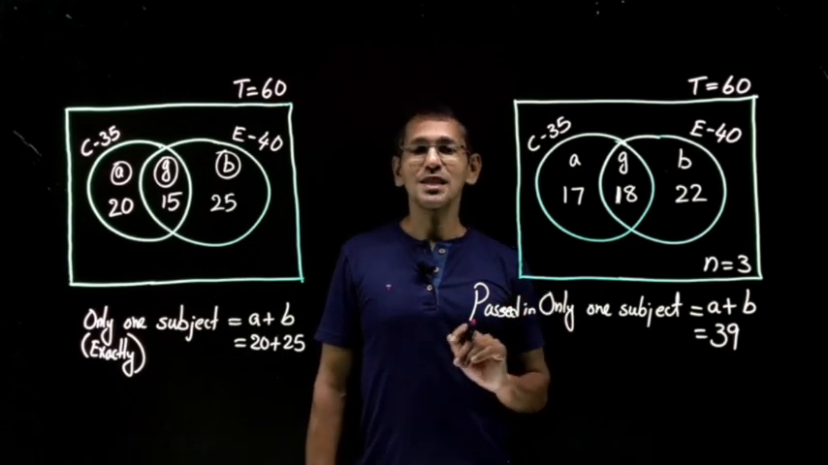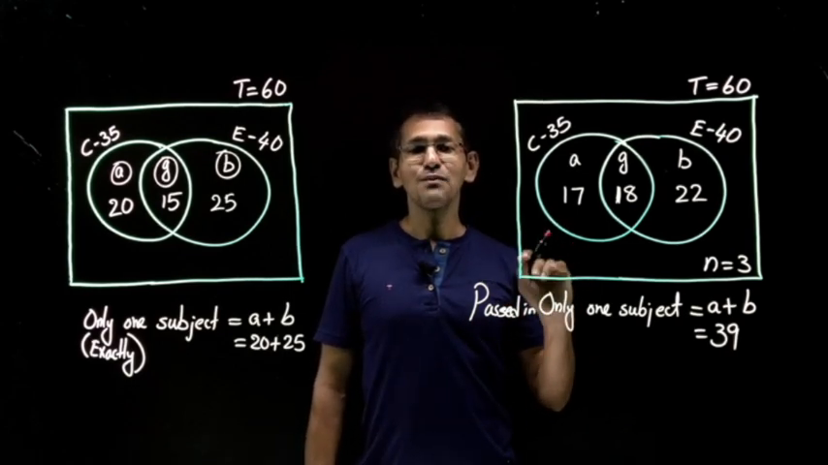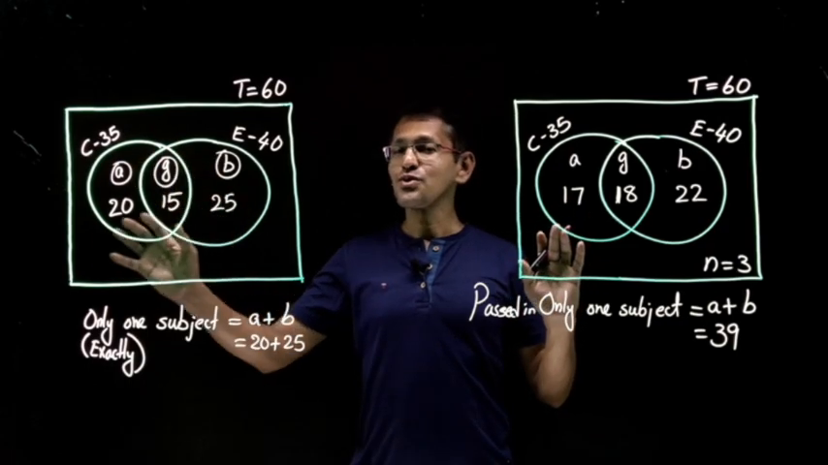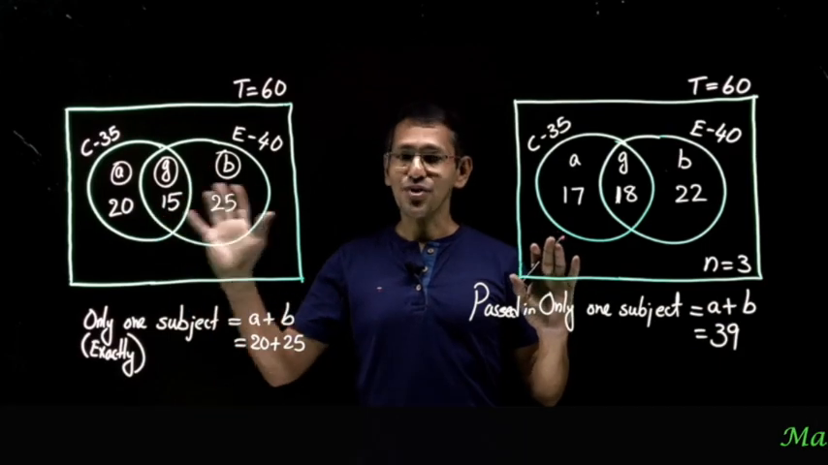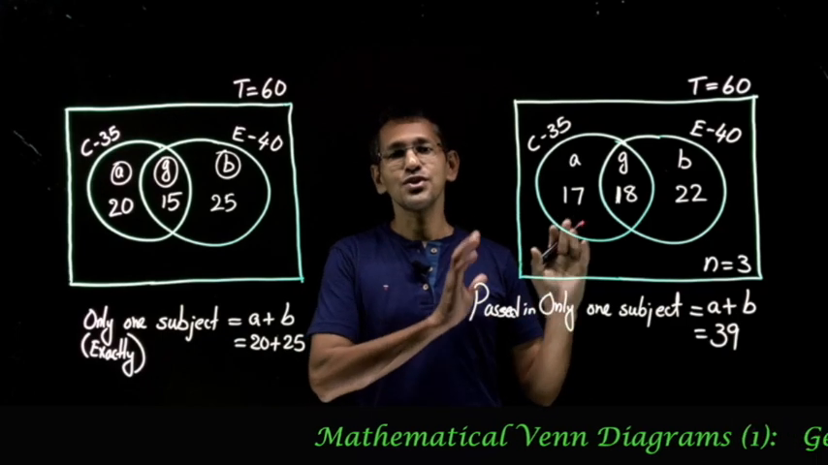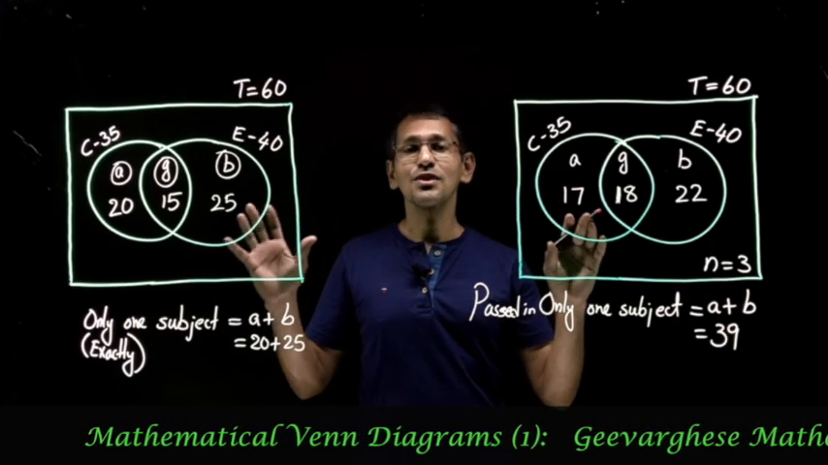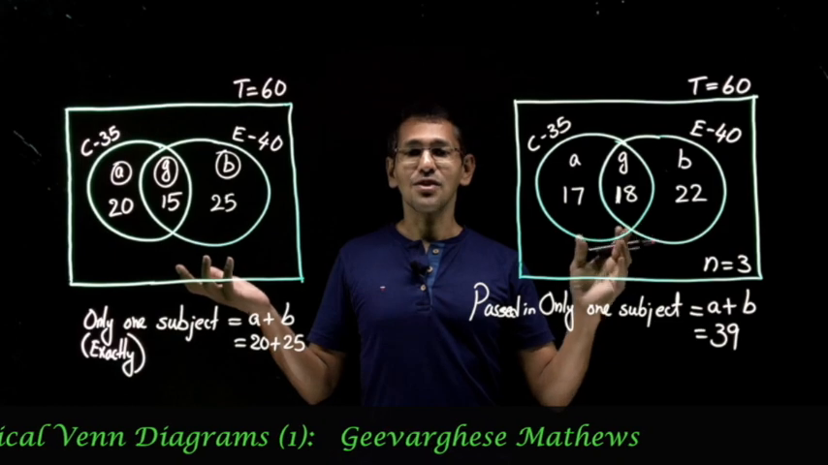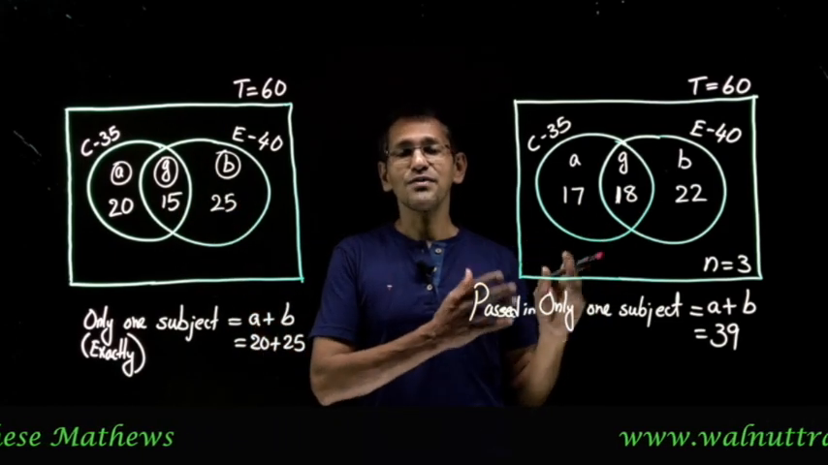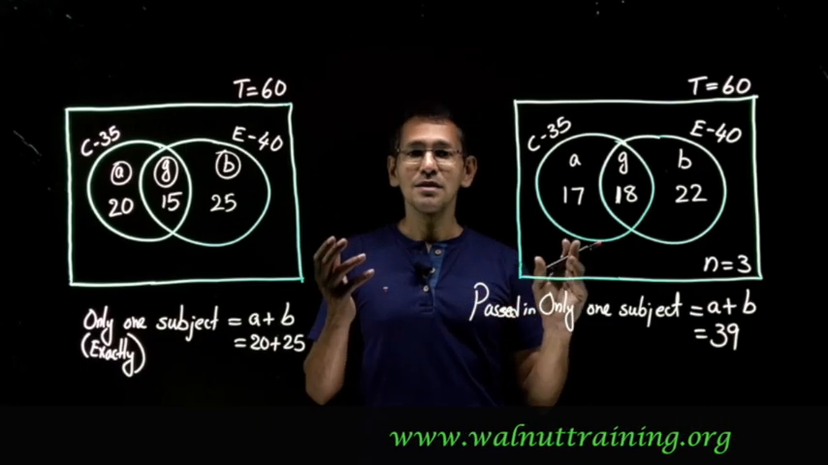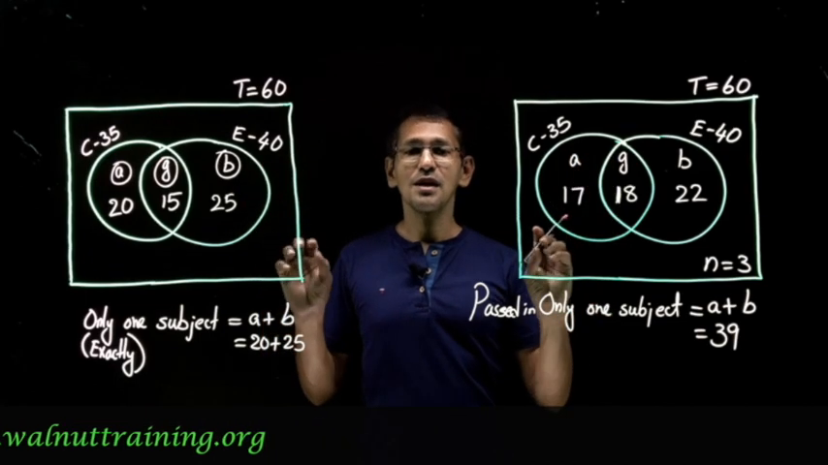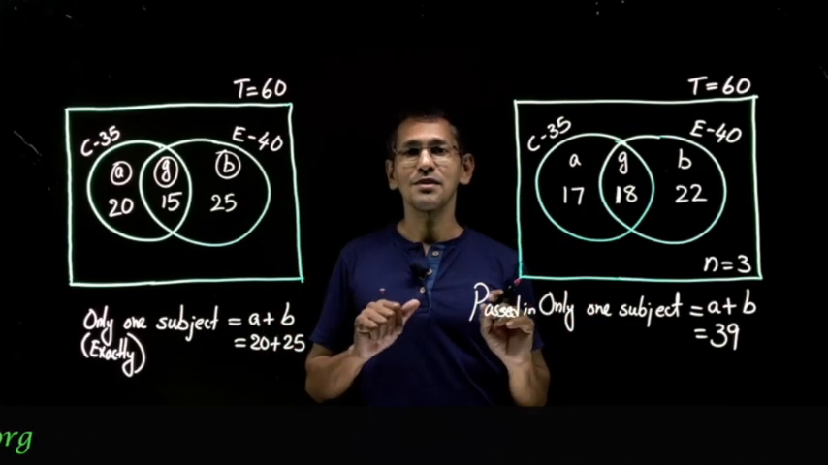Well, this is what is called mathematical Venn diagrams. In this case, we have 2 classes, that means 2 subjects or 2 categories. Further along, in future, we'll have more classes or categories. It could be 3 classes or 3 subjects here, or 3 flavors of ice cream people eat, or 3 different phones that people use. All those kinds of questions come under mathematical Venn diagrams.